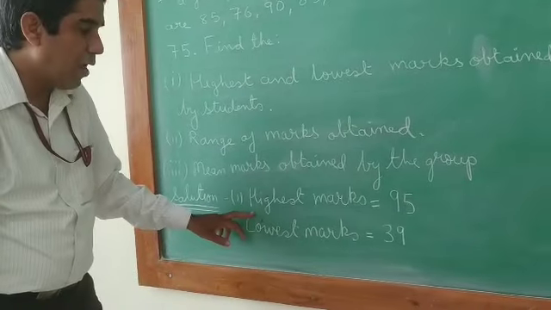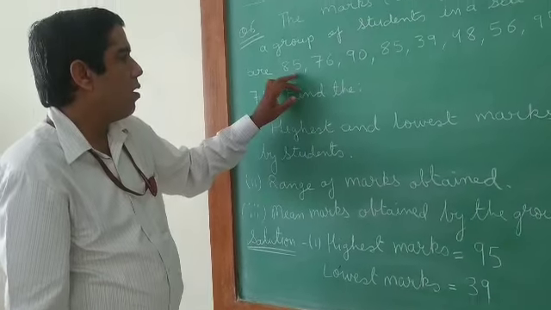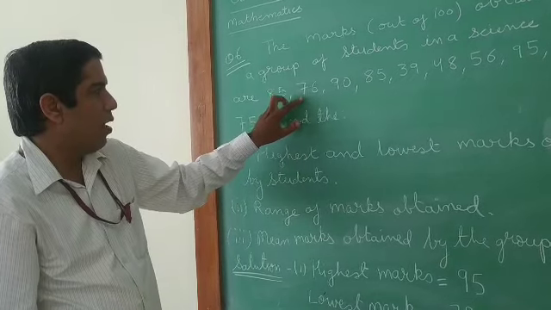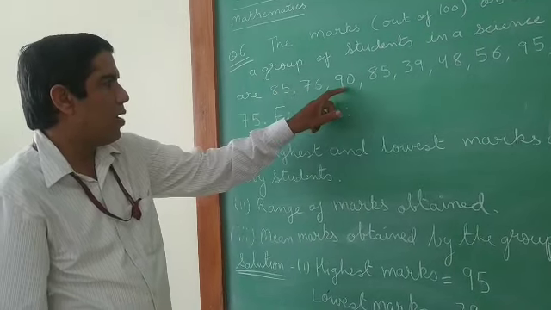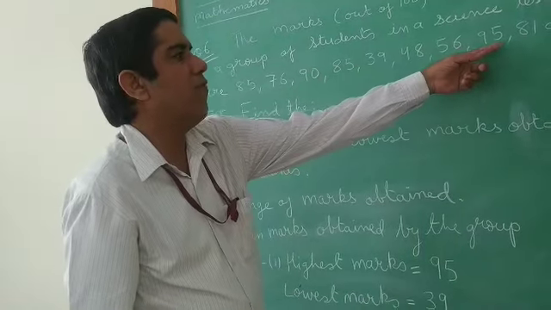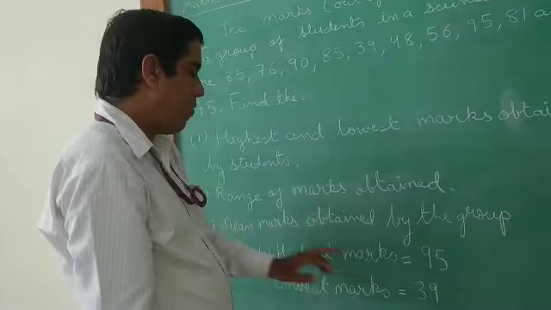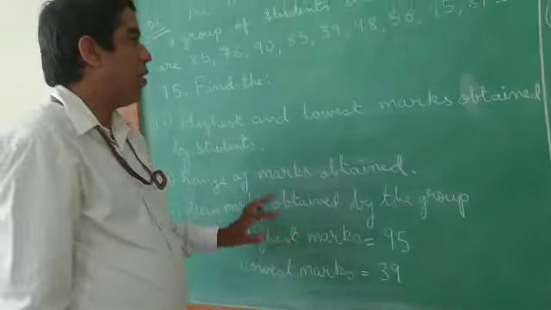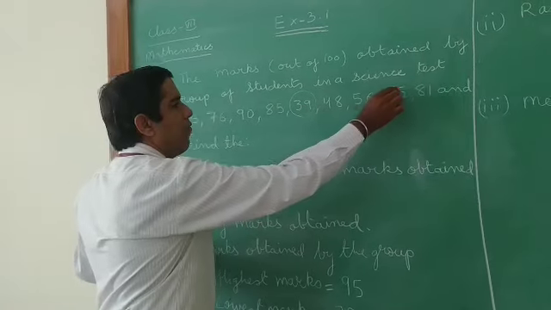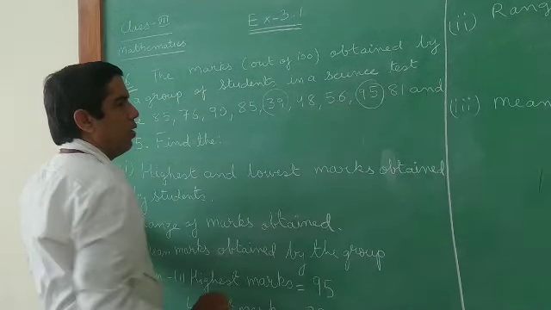It is asked here for the highest marks, so compare the numbers. 85 is more than 76, but 90 is more than 76, so 90. Go on comparing like this and you will get 95 as the highest marks. The lowest marks is 39, so this is the lowest and 95 is the highest.